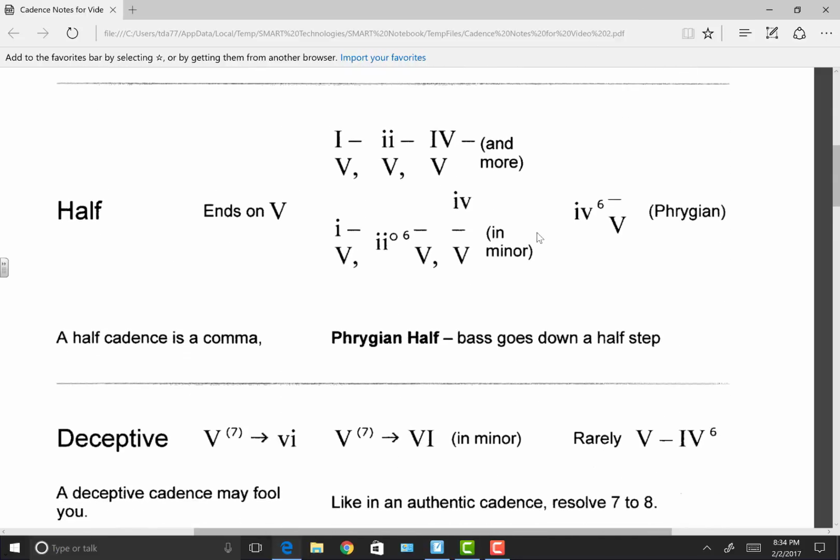For our half cadence, it ends on 5. A half cadence is a comma. Note the Phrygian half cadence, where the bass goes down a half step. Phrygian half cadences, you'll recall, occur in minor keys, and the bass will be singing le, sol. That's a half step.